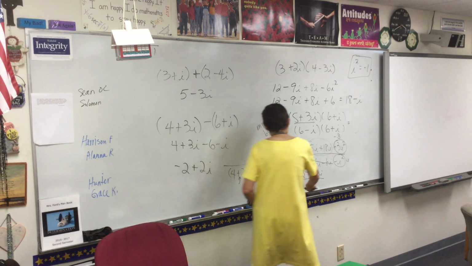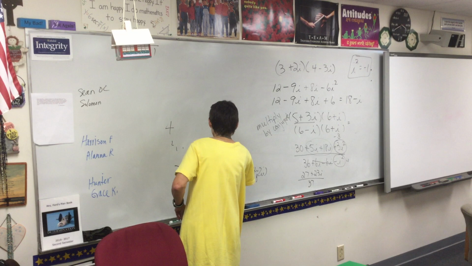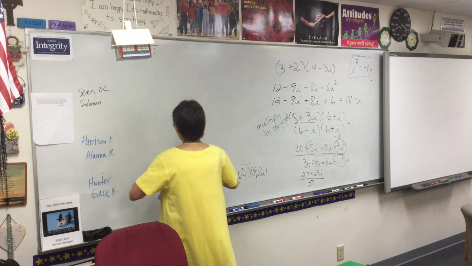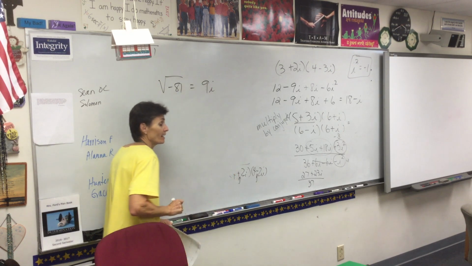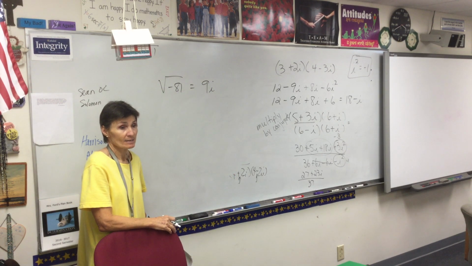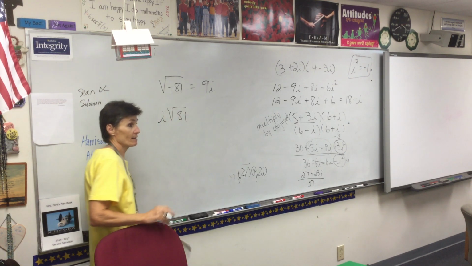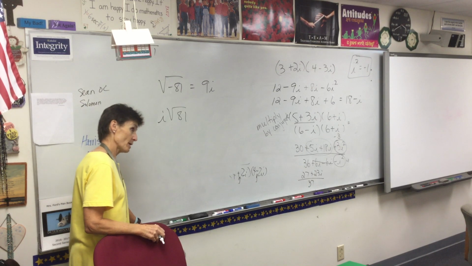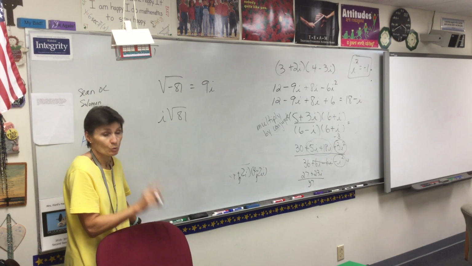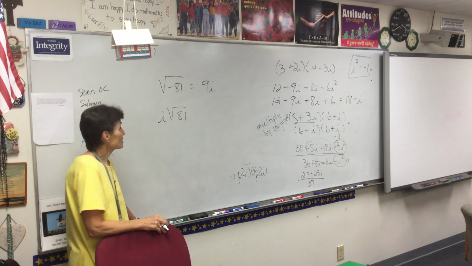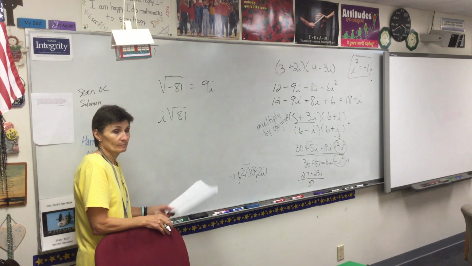All right, let's see what we got next here. Square root of negative 81. What do you think? Anybody have an idea on an answer? 9i. And the reason it's 9i is when you see the negative, you immediately pull out the i. We talked about that yesterday when we were solving equations. When you see a negative, out comes the i. That leaves you with 81, and the square root of 81 is 9.